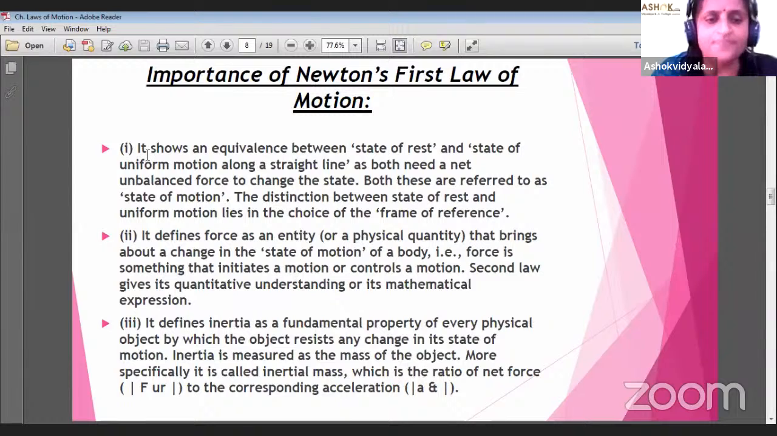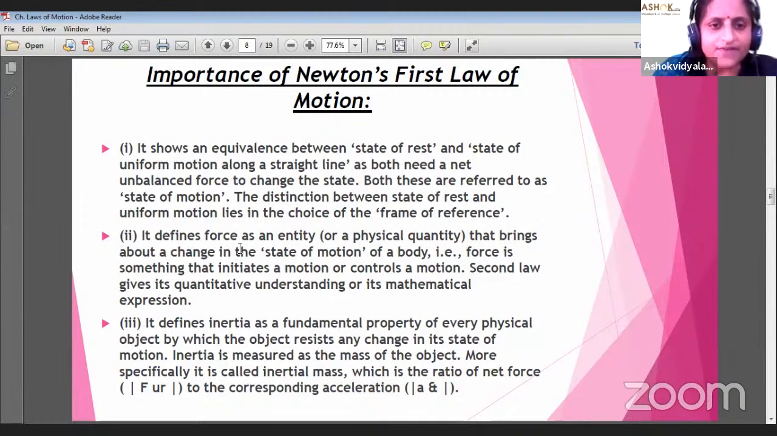See, the first point: it shows an equivalence between the state of rest and the state of uniform motion along a straight line, as both need a net unbalanced force to change the state. Both of these are referred to as the state of motion. The distinction between the state of rest and uniform motion is in the choice of frame of reference.